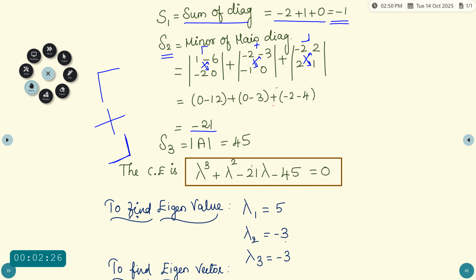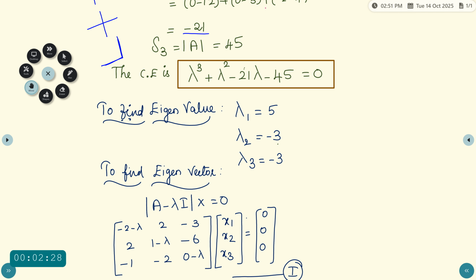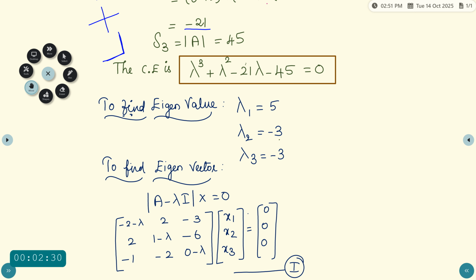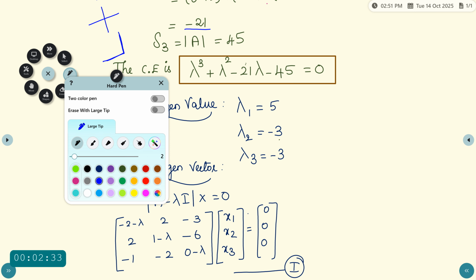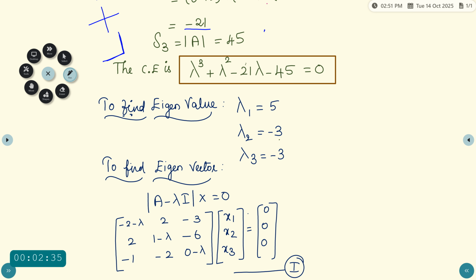Next S3. S3 is, as usual, the determinant of A. How do we calculate the determinant of A? Use your calculator, go to the matrix mode and feed all the values. You can easily get the determinant of A. Next, substitute all the values in the characteristic equation. So you are getting the characteristic equation: lambda cube plus lambda square minus 21 lambda minus 45 equal to 0.